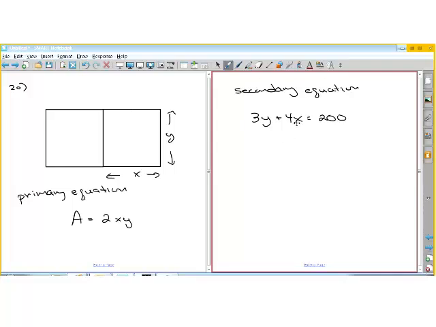So now we can solve this secondary equation for x or y, and I'm going to choose x. So we get x equals 50 minus 3/4 y. Then we substitute that into the primary equation.